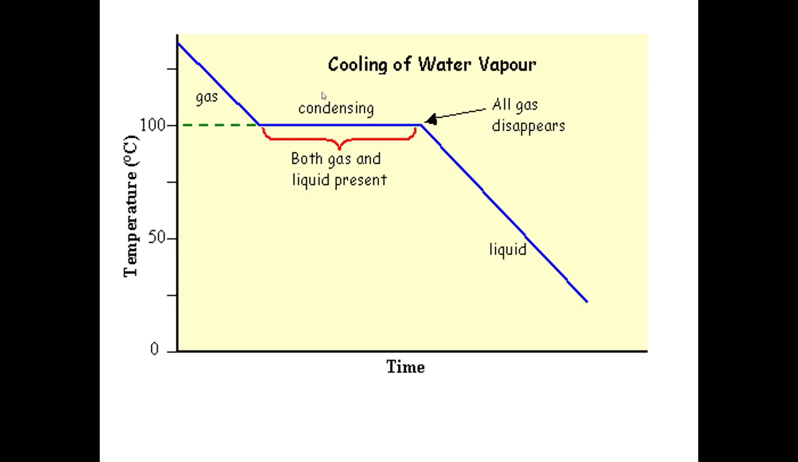The same situation happens for condensing a gas. Those particles have lots of energy, they cool down, and you get the same little zigzag going on until all of the gas disappears, turns into a liquid, and then it can continue to cool down at that point.